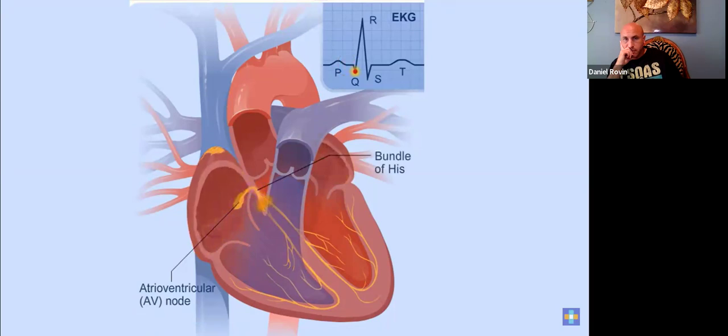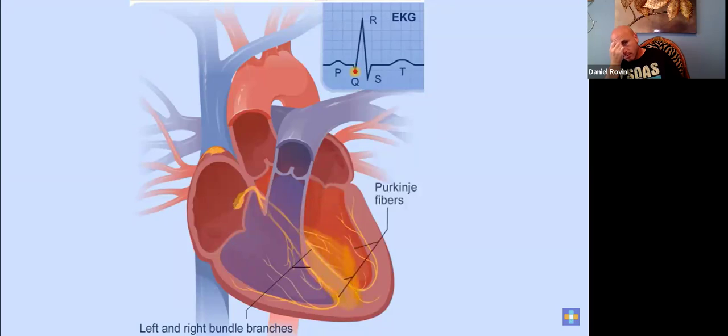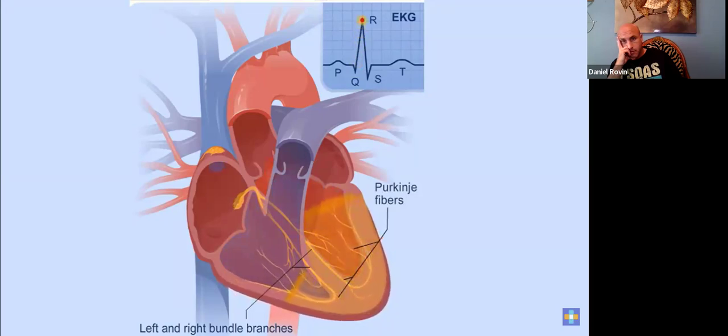From the bundle of His, the signal fibers divide into left and right bundle branches which run through your heart septum. On the EKG, this is represented by the Q wave. The signal leaves the left and right bundle branches through the Purkinje fibers that connect directly to the cells in the walls of your heart's ventricles. The signal spreads quickly across your heart's ventricles.